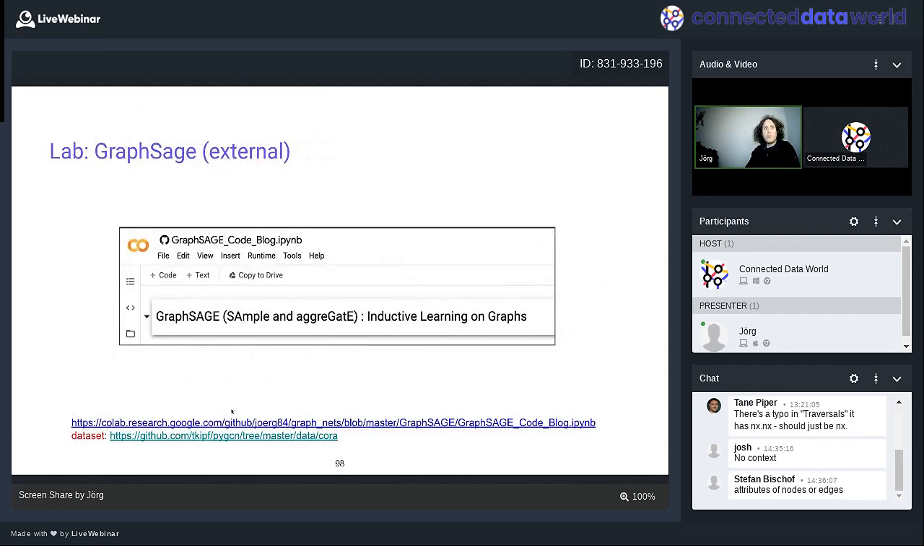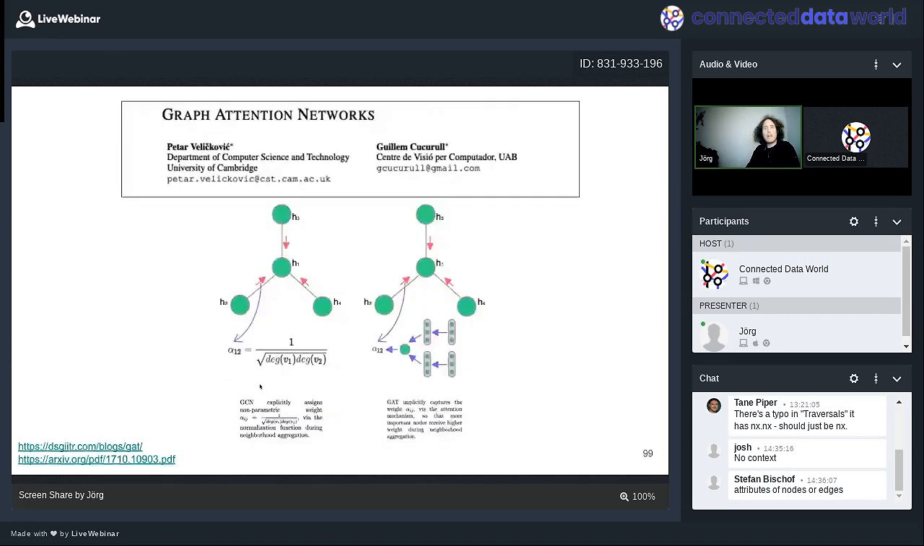There's also a notebook for that. This is an external one, so this is one I didn't write myself. I only moved it here because I had to do some changes to actually make it runnable. But there's a proper attribution in there.